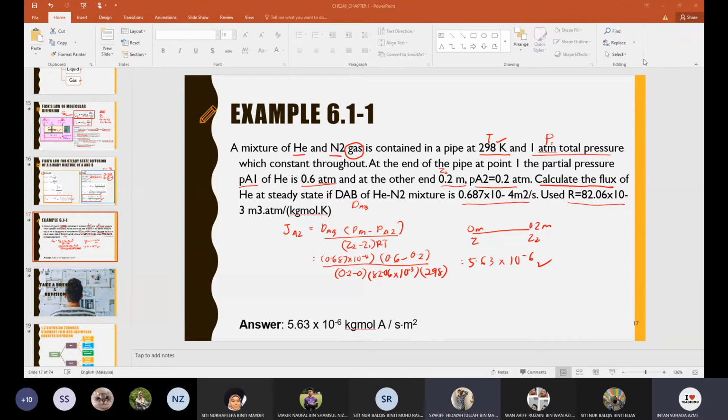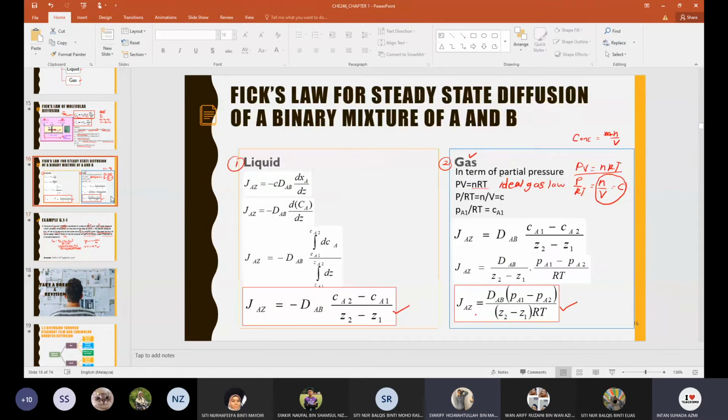The equation from earlier, for liquid and gas, for liquid the DAB is negative, but for gas it's not negative. Oh, actually this one is just the same, but can you notice that for liquid it is from A2 to A1, but for gas it is from A1 to A2. Actually, the negative sign is just to denote the direction of the movement.